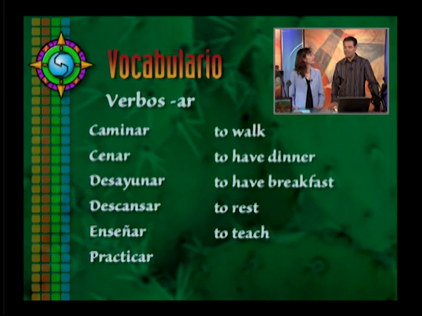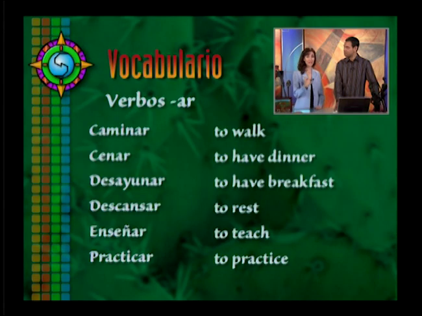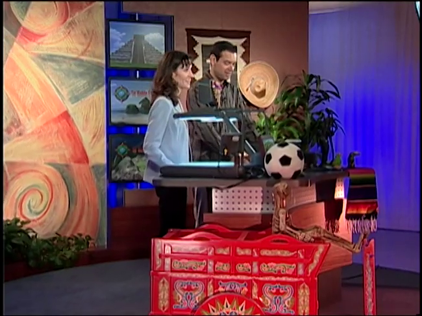Enseñar. Y enseñar is to teach. Muy bien. Nosotros enseñamos la clase. Sí. Enseñamos español. Y practicar. Practicar es similar a cuando enseñas, los estudiantes practican. Practicar is to practice. Nosotros enseñamos y los estudiantes practican. Ustedes practican.